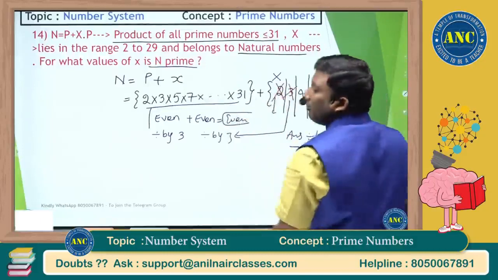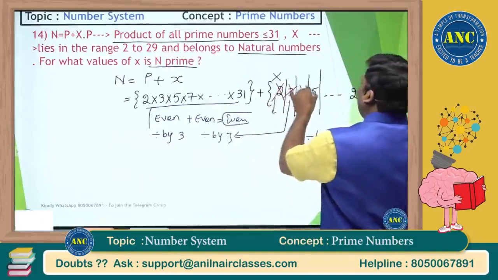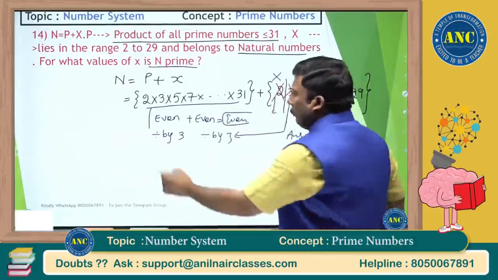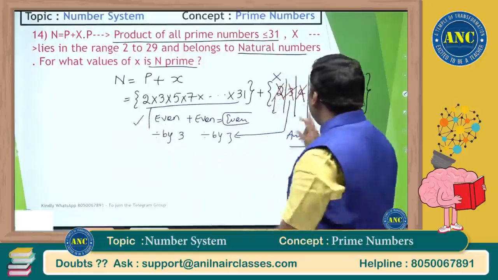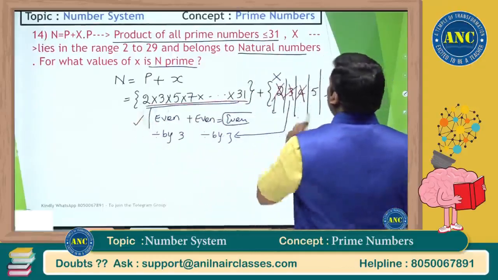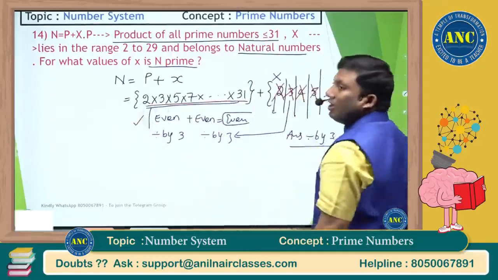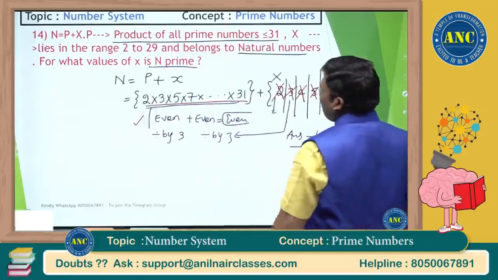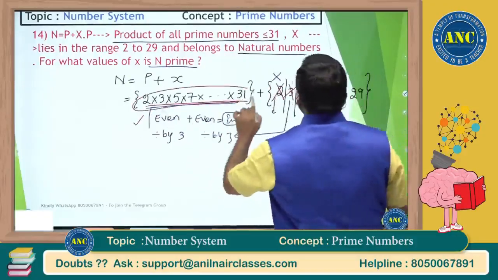2 into any number is even. 4 is an even number. Even plus even will be an even number. Are you all with me? 5. This number multiplied by 5 is a multiple of 5, plus 5, the answer will be a multiple of 5.